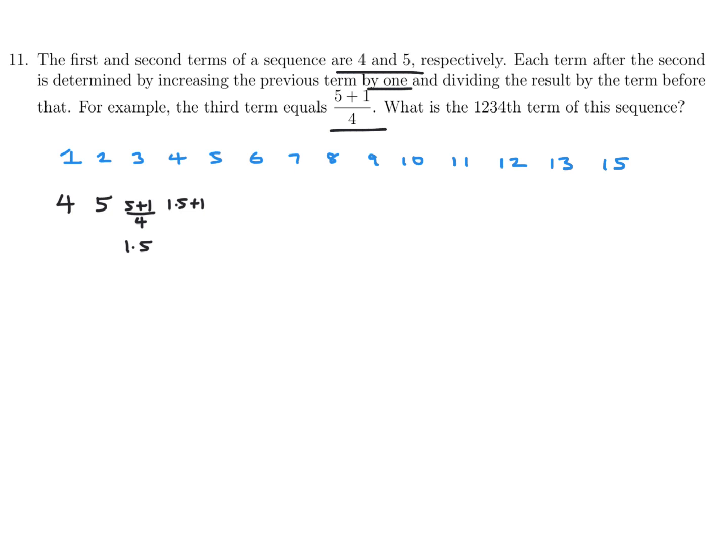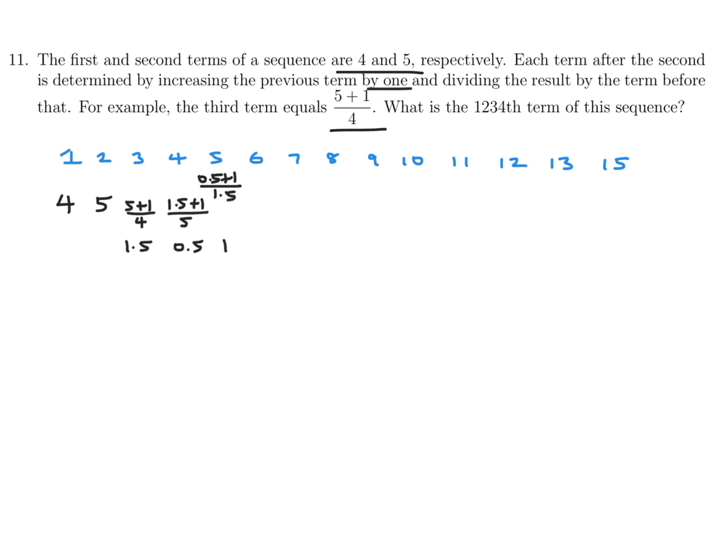So in this case, you divide by 5. And that comes to 0.5. Okay, let's keep going here. 0.5 plus 1 divided by 1.5 this time. And that looks like 1.